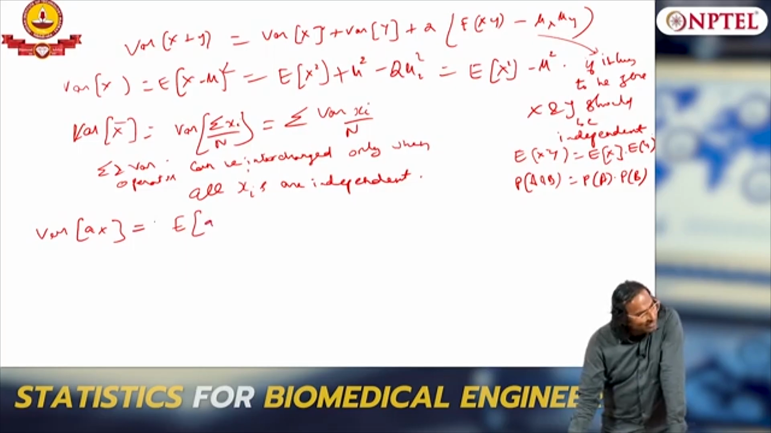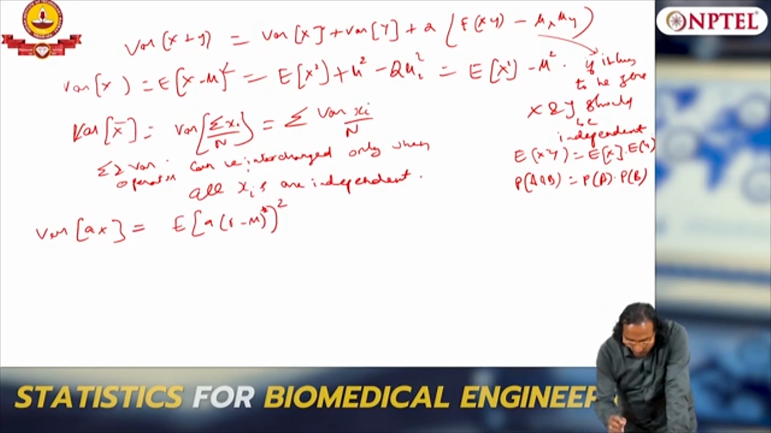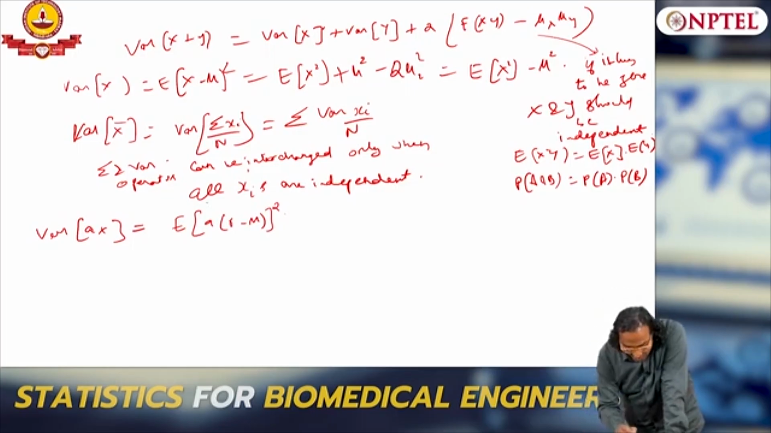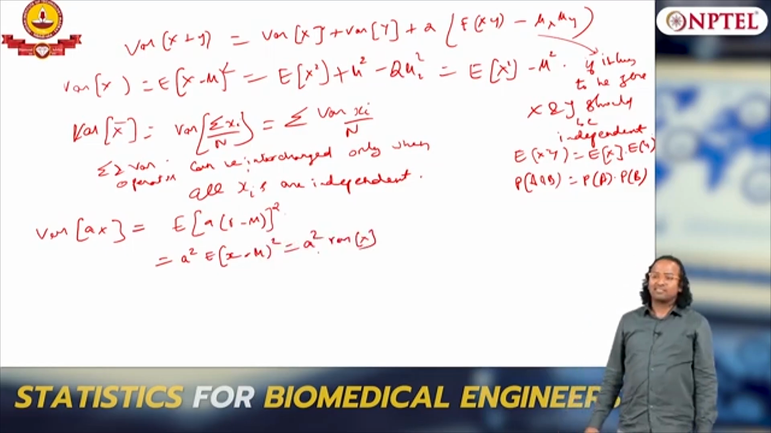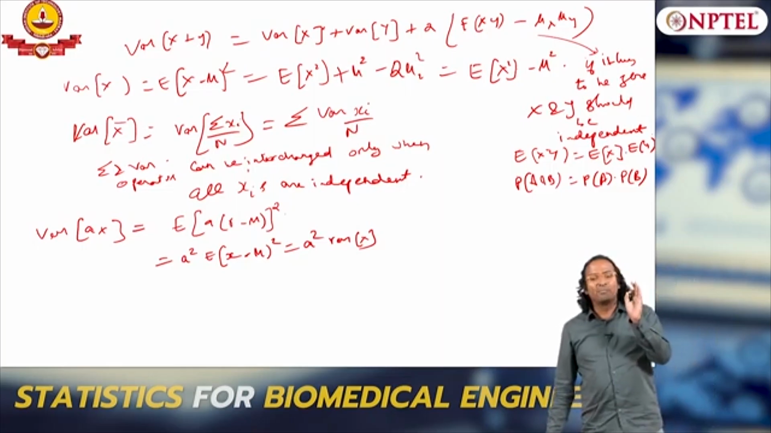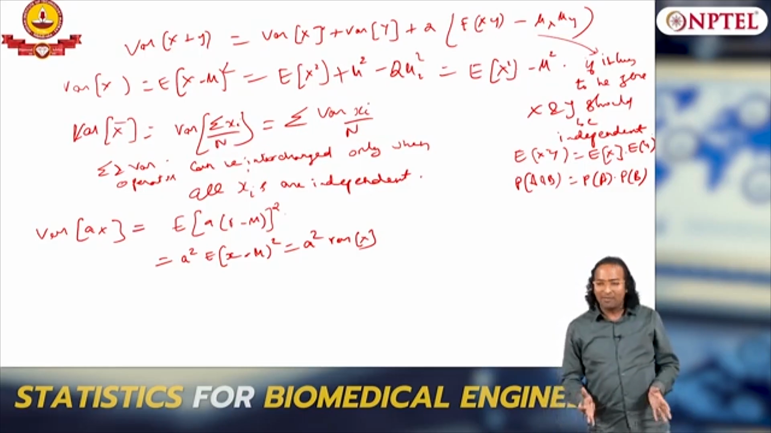A is a constant, right? Variance of Ax is expectation of A times x minus mu the whole square. So A is a constant, you take it outside: a squared times expectation of x minus mu the whole square, which is a squared times variance of x. Okay. You do not need to mug up anything. If you understand, you can derive. I am deriving, I do not even remember all of this, no need to, you can just derive.